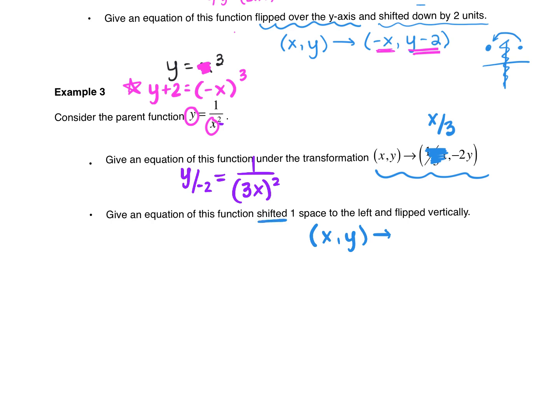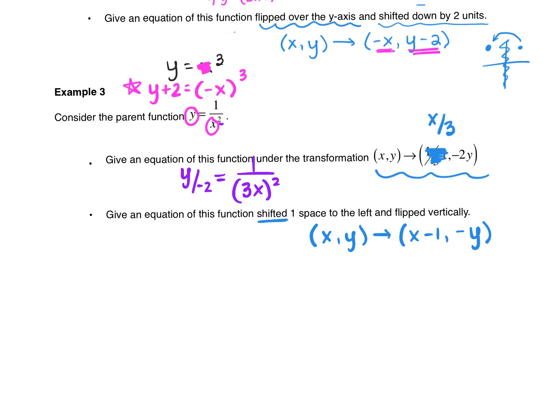Okay, so shifted, that's a translation. So that's adding and subtracting. If it's going to the left, that means it's working on x because it's horizontal. And it's subtraction because that's how we move to the left. So we're going to say x minus 1. A vertical flip, that's an up and down flip. So that's a negative sign on the y value.